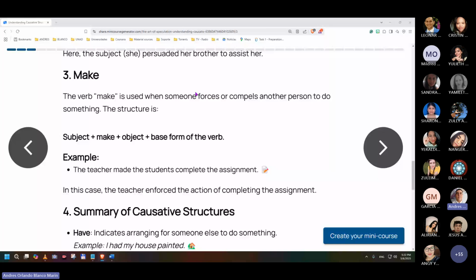Now, make. The verb make is used when someone forces or compels another person to do something. The structure is the same as the first one we have. Subject, make, object, plus base form of the verb. The teacher made the students complete the assignment. Listen to these two sentences. The teacher had the students complete the assignment. The teacher made the students complete the assignment. What's the difference?